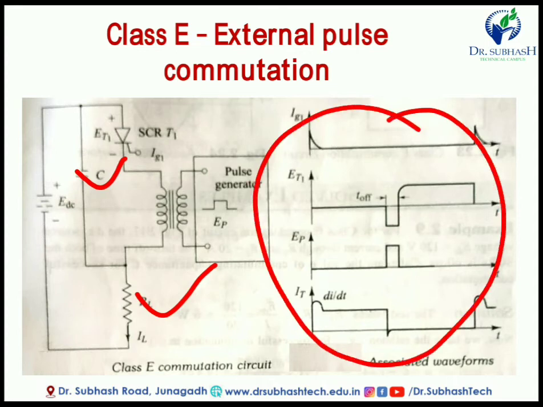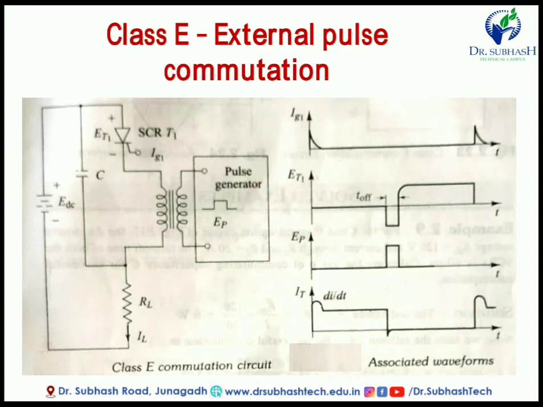In the waveform, first of all you have to start from Ig1, then Et1, then Ep, then It. Ig1 is the gate current or gate pulse, then Et1 is the voltage of T1 or thyristor 1, then Ep is nothing but the voltage of the pulse, and It is nothing but the thyristor current. Here you have to remember the di by dt rating: this type of notch is due to the di by dt rating of the SCR. So this one is about the external pulse commutation.